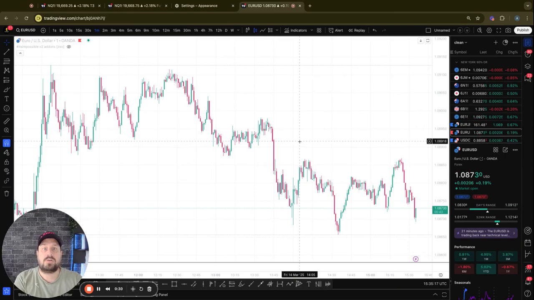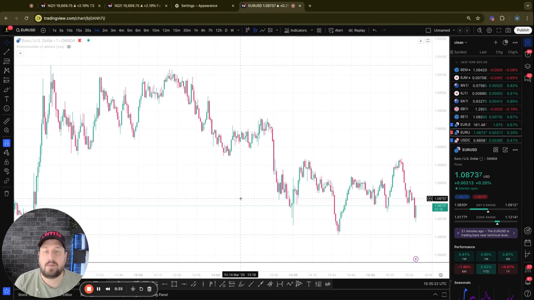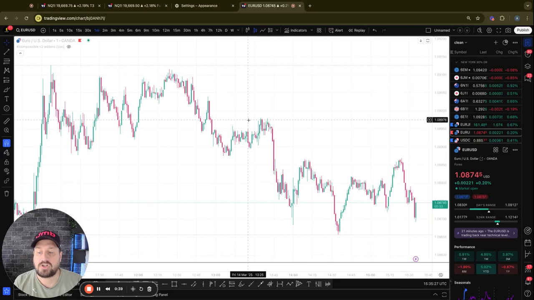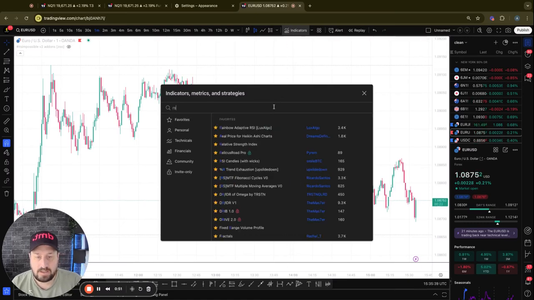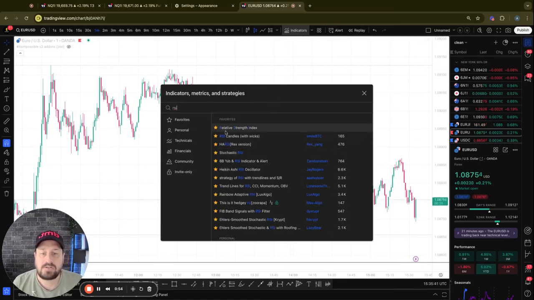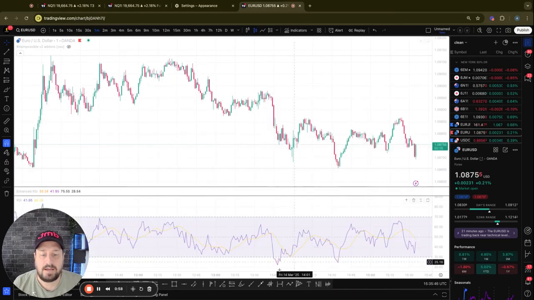So the first thing we want to do is get the indicator added to our chart. As you can see here, I'm on TradingView, and all you need to do is load up a blank chart. If you're using free TradingView, that'll be fine as well. We only need to use 2 indicators. So this is EURUSD. You can come up here, click on indicators, and then click on RSI. So this one here, which is the Relative Strength Index, you want to click on that. And you can see here that the RSI indicator has been added to the chart.